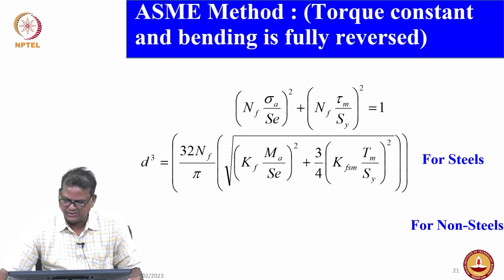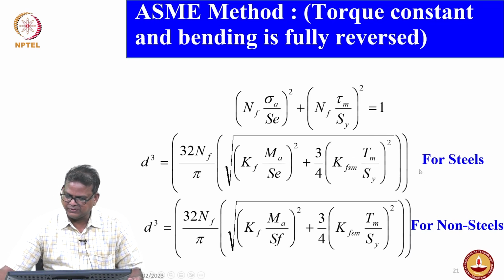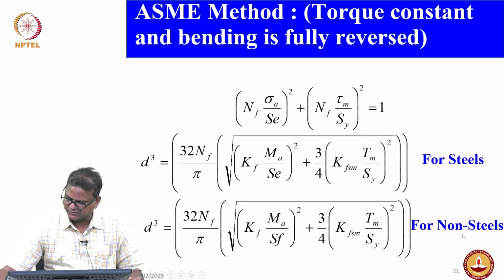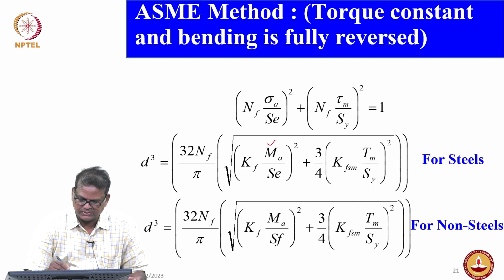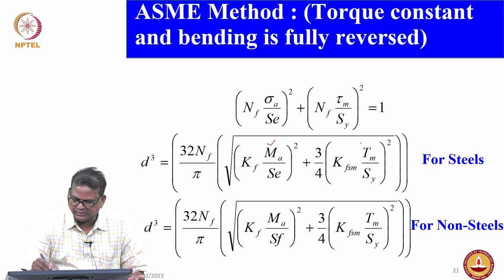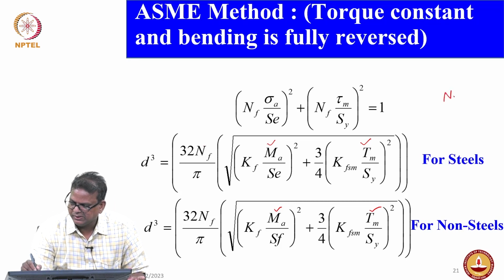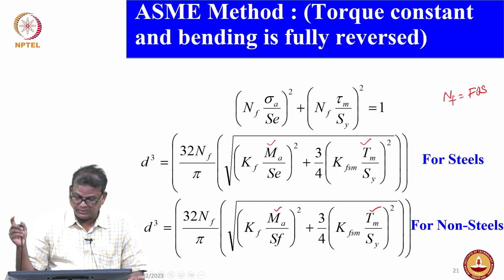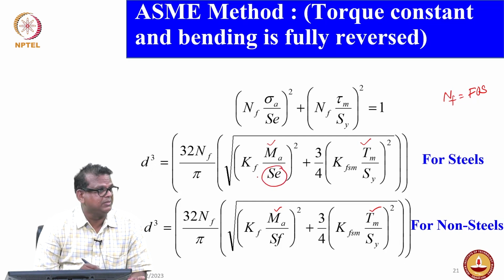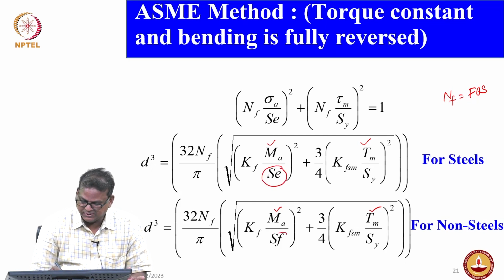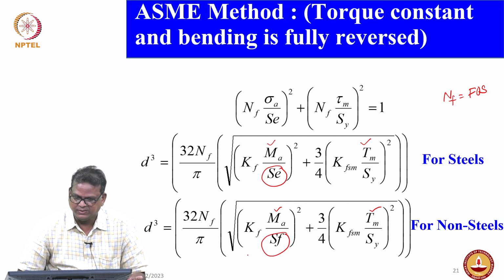Okay. So, this is the standard equation. You can see that this is for the steel and this is for non-steel. I am sure you know MA means alternating moment, the corresponding torque, and similarly you can see the corresponding mean terms here. NF is nothing but your factor of safety for the shaft. And interestingly, look at SE: the endurance limit strength is given for the steels, whereas SF is given for the non-steels. These are the two equations.